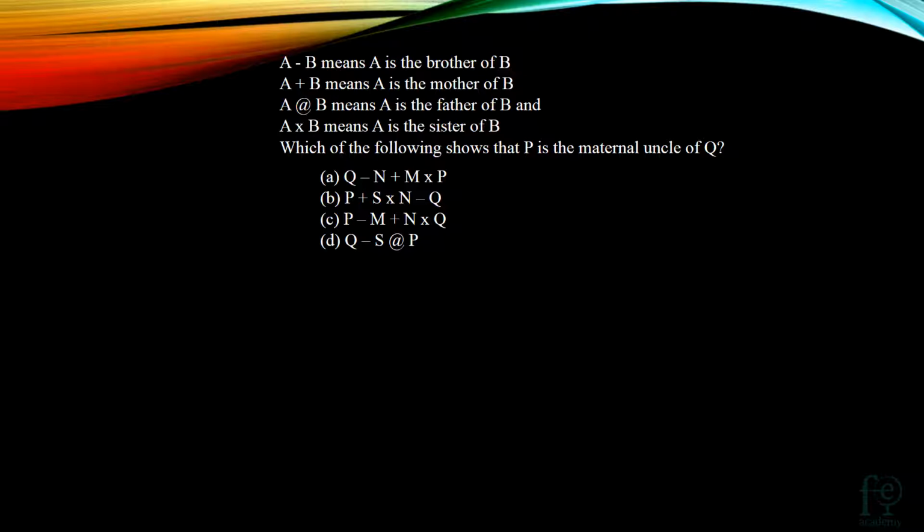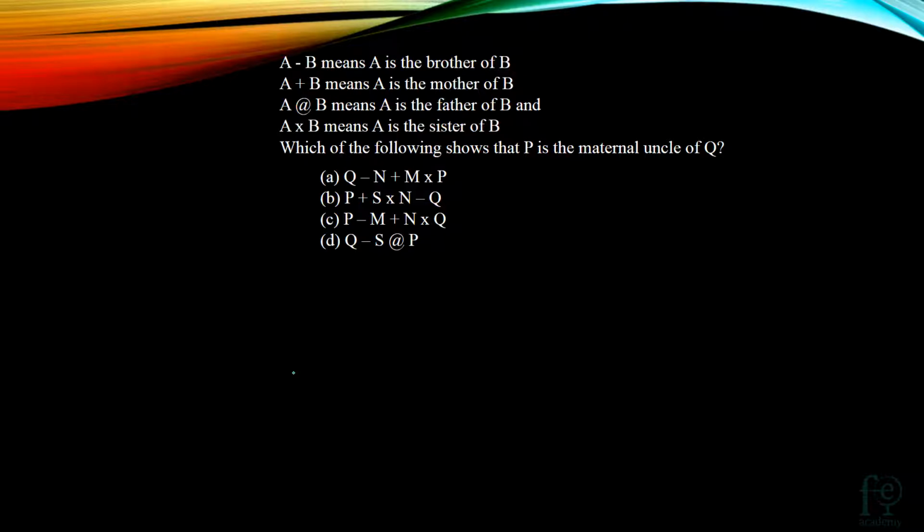Understood the question? Here some representations are given. A minus B will represent that A is the brother of B. Likewise, A plus B means A is the mother of B. A at B and A cross B are also given. Then four expressions are given. Among these four expressions, which of the following shows that P is the maternal uncle of Q? So that is the given question.